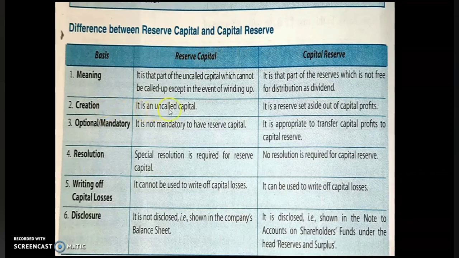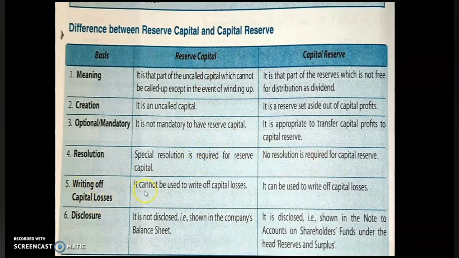Creation. How is reserve capital formed? It is an uncalled capital. And what is capital reserve? It is created out of capital profit. That is, when you sell a fixed asset and you get some profit, that is a capital profit. Then is it optional or compulsory? It is not compulsory to have a reserve capital, but it is appropriate to transfer capital profit to capital reserve. Then resolution: only through special resolution we can go for a reserve capital, but for capital reserve, no special resolution is required.